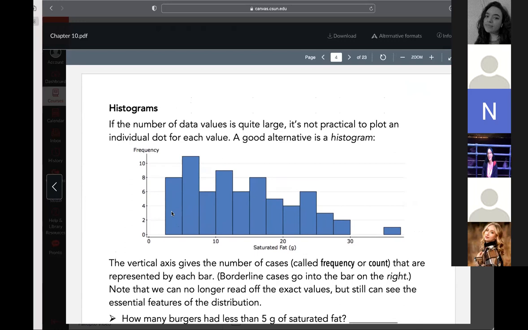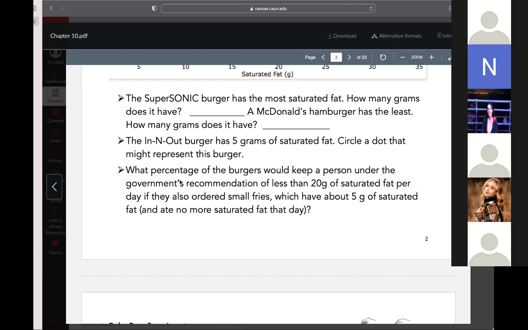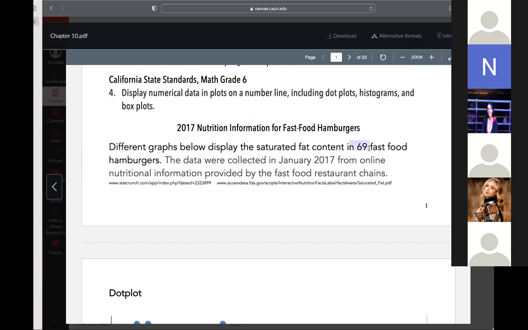How many are in the first bar? There's 8 in the first bar. How many in the second? 11. How many in the third? 6. The next? 9. Next, 6. Next, 8. Next, 5. Next, 4. Next, 6. Next, 3. Then 2. All right, so 69 hamburgers. I seem to recall that. I think they said that somewhere. Yeah, 69 burgers.